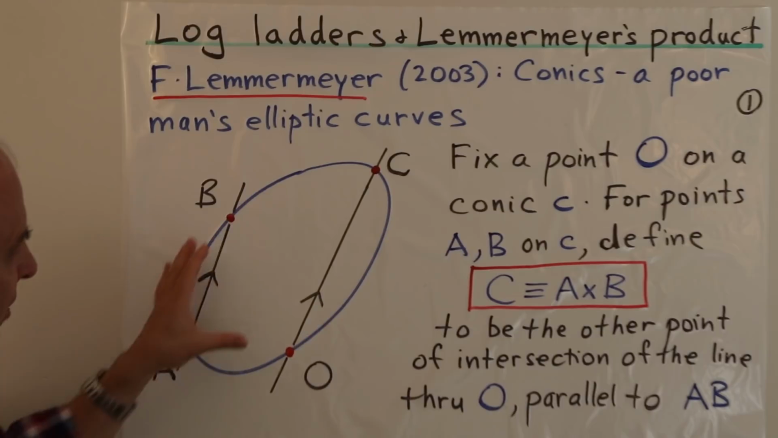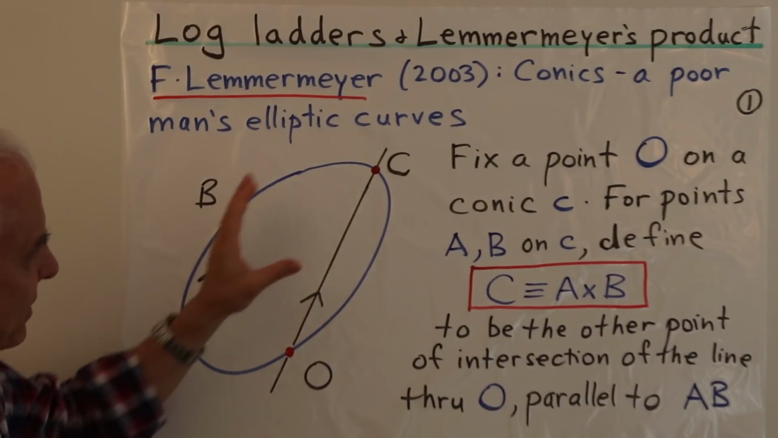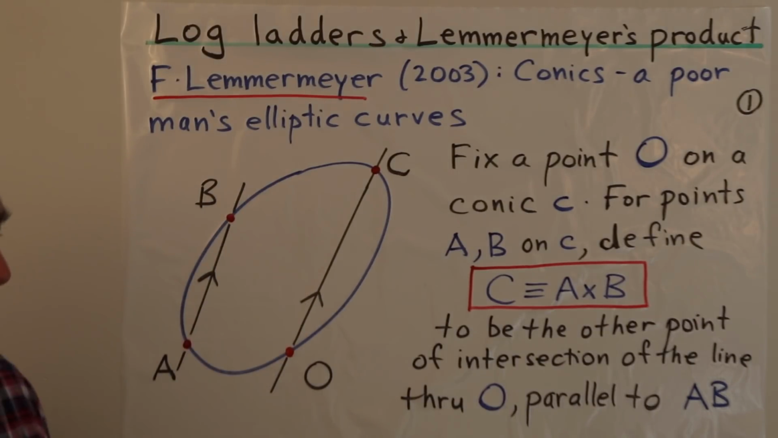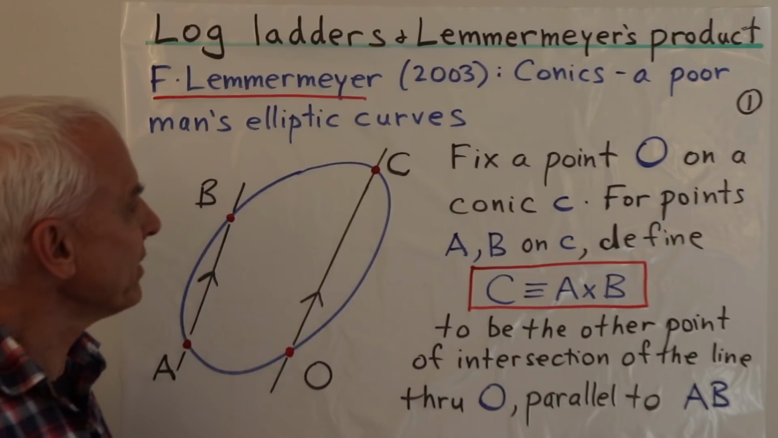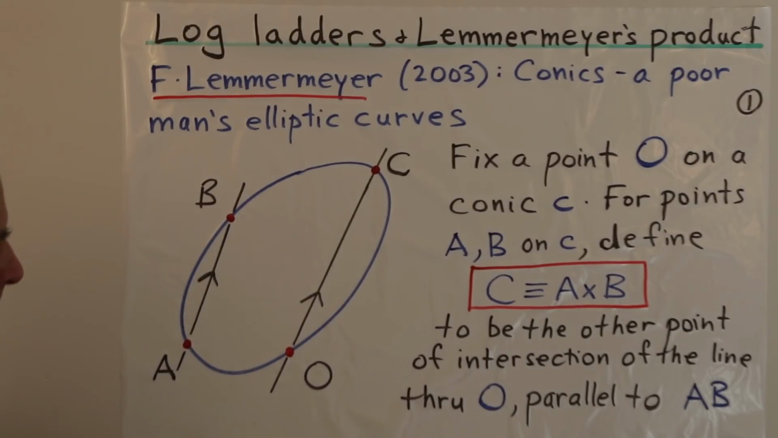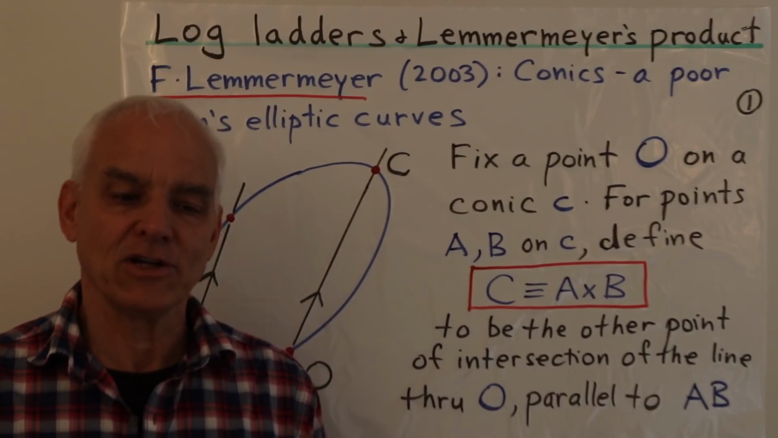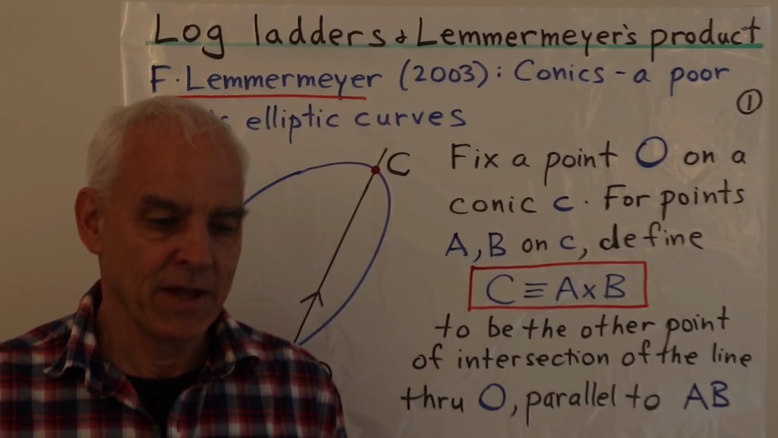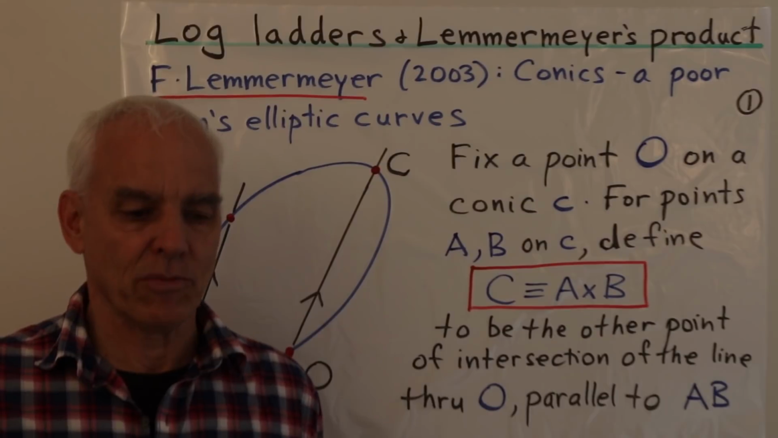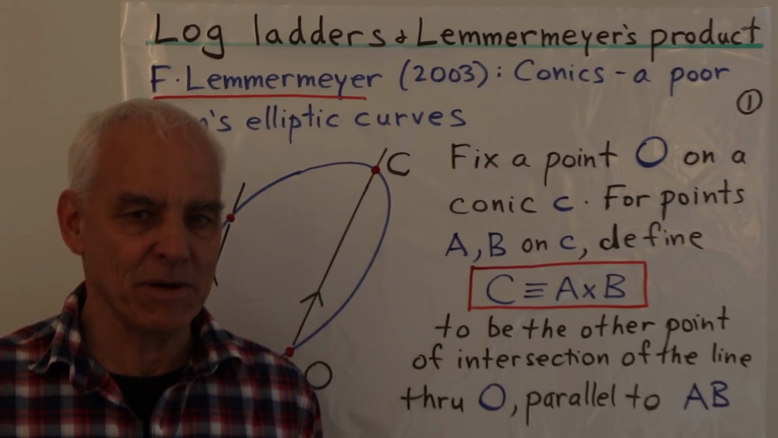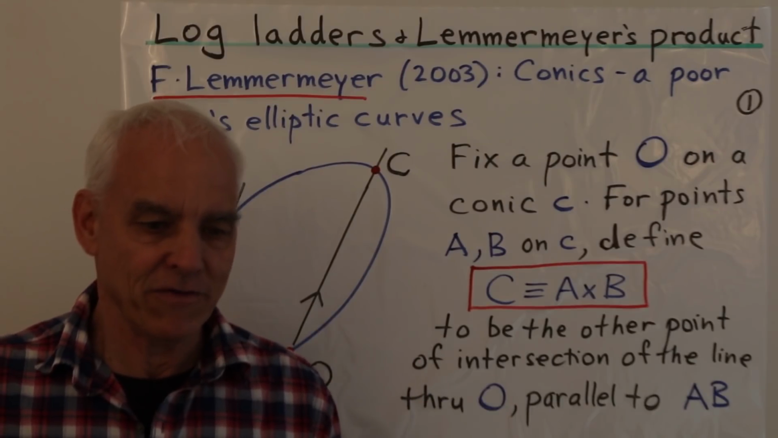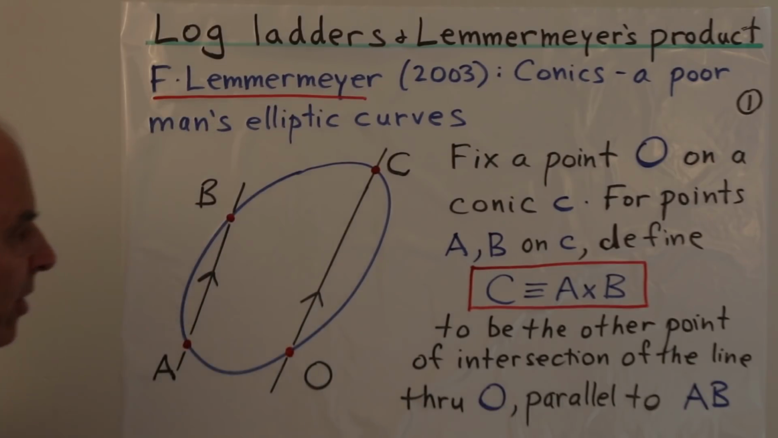So as far as I know, this product which exists on a general conic is due to Franz Lemmermeyer, who in 2003 wrote the paper Conics, a Poor Man's Elliptic Curves. It's actually quite a modest title for what I think is a very important insight into a key structural property of conics that somehow had been missed out by millennia of investigation prior to his work.